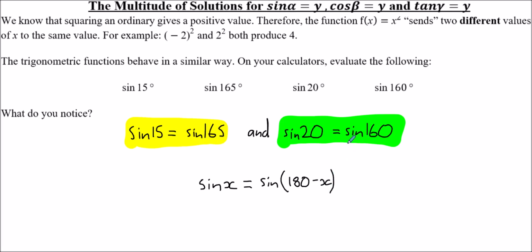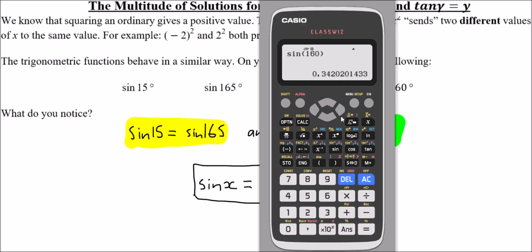So for example, in this case, x was 165, over here x was 160. You could pick a different value as well. For example, if you picked x was 40, sine 40 will be the same as sine 140. So don't take my word for it, check on your calculator. So sine 40 equals this, 0.643, whereas sine 140, again, like I say, will be the same.